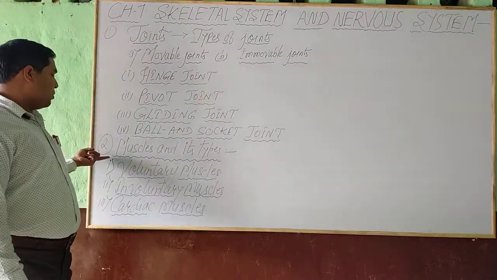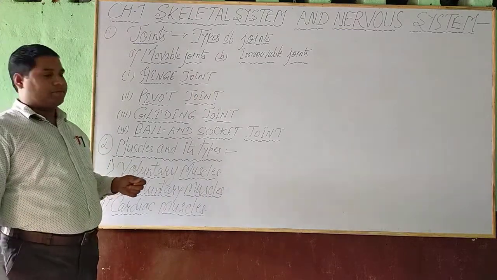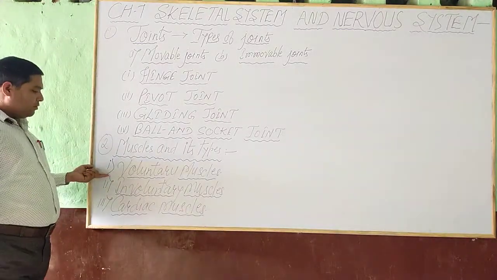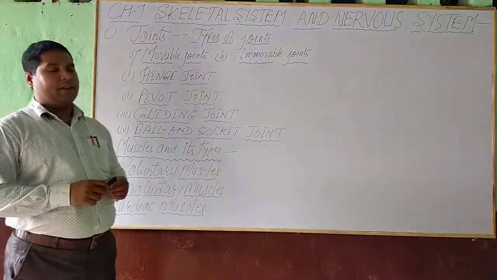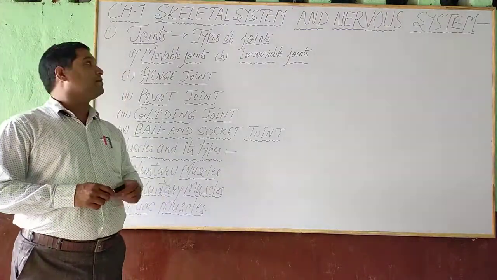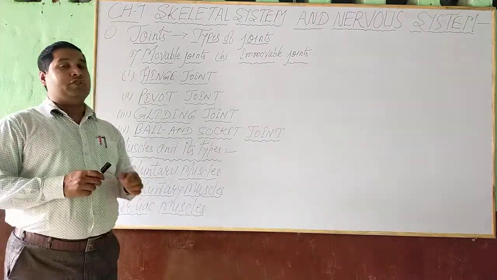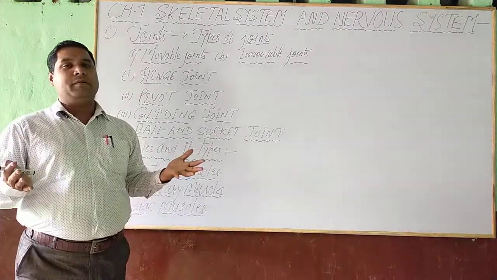Next point I will explain about muscles and its type. 3 type of muscles: voluntary, involuntary and cardiac muscle. So let us proceed to the topic. First, joints. What do you mean by joint?